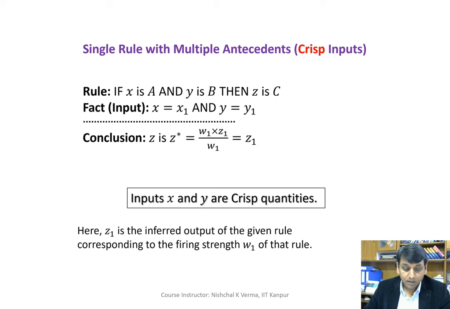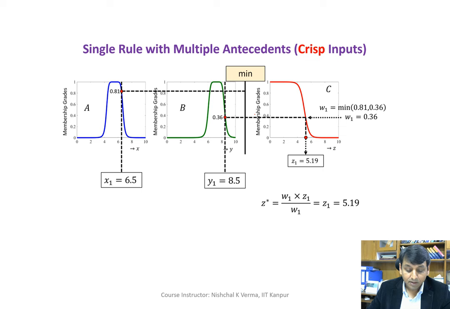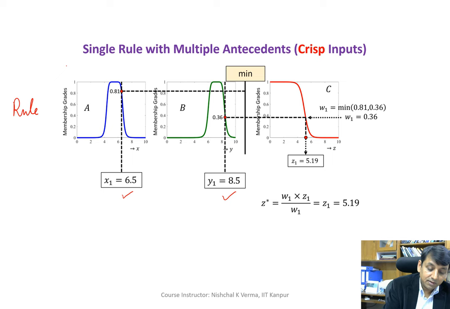Now what if we supply crisp input to the Tsukamoto model characterized by a single rule with multiple antecedents? Let us see that. Here we are supplying x is equal to x1, some crisp value, and y is equal to y1. Here x1, y1 are the crisp values being supplied. Let us take x1 is equal to 6.5, y1 is equal to 8.5. The rule is here, characterizing the Tsukamoto fuzzy model.